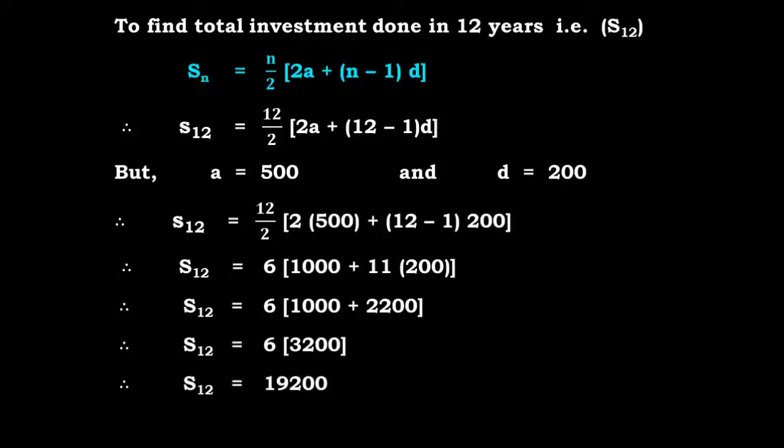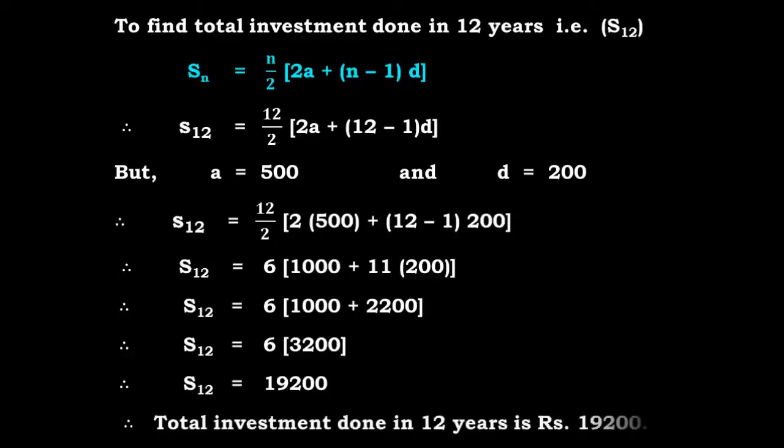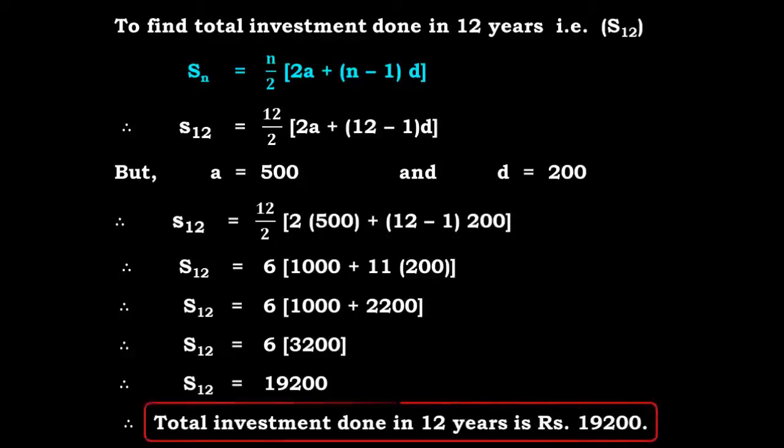So total investment done in 12 years is 19,200. See students, again the investment per year is given and you have to calculate the total investment of 12 years. So the total investment done in 12 years will become 19,200.